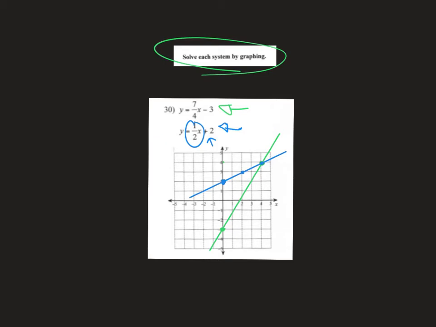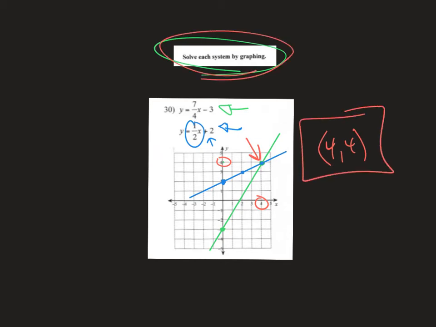And I notice that these lines intersect. And where do they intersect? They intersect right here. And that is at 4, 4. So 4, 4 is their point of intersection. That is the solution of this system using a method of solving by graphing. And what we're saying is that the point 4, 4 is on both lines.